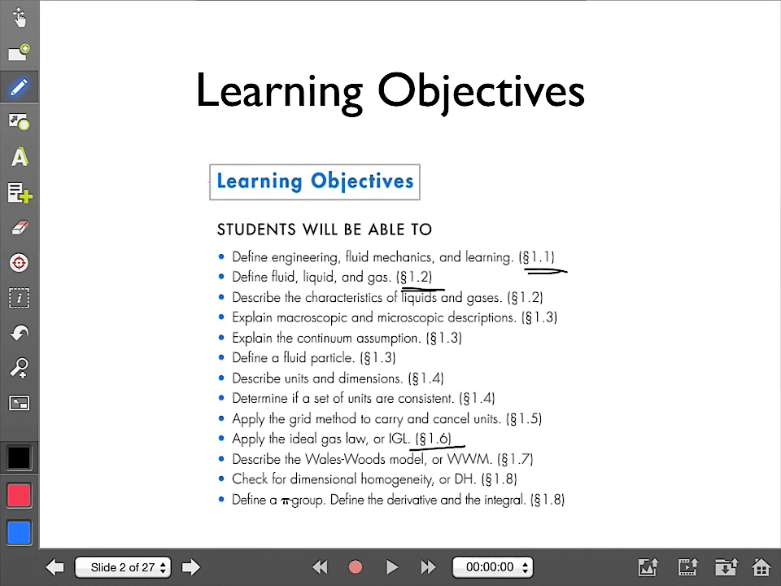This book also adheres to something called the Wales-Woods model for solving problems, and I'll just briefly mention this, but you should note that each example in the book follows this method. It's a step-by-step approach for solving engineering problems, and you can use it if you want. It will probably help you get a lot of points on the homework in terms of organizing your work. And then finally, we're going to talk about dimensional homogeneity and pi groups, which we will use later on in the course.